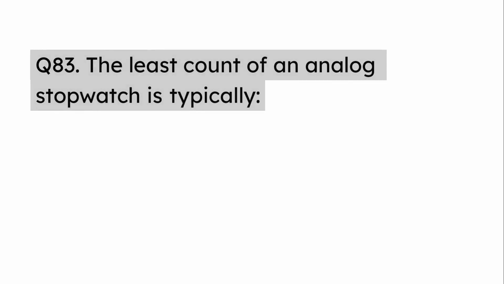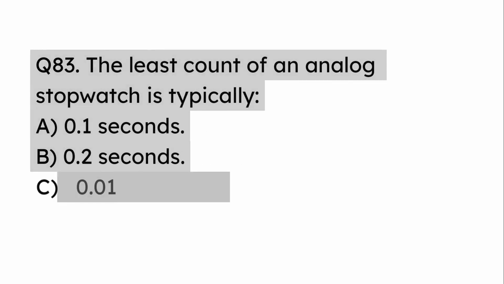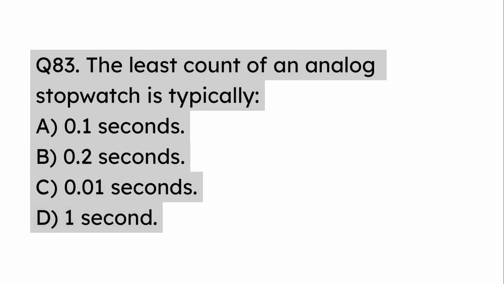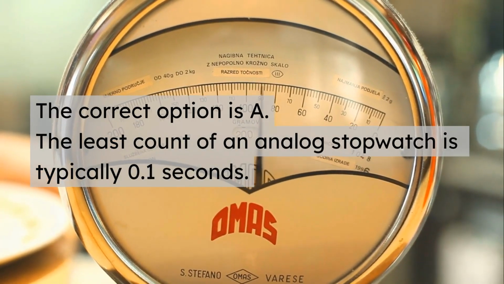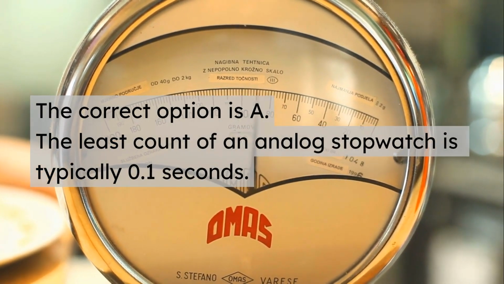Q83. The least count of an analog stopwatch is typically A. 0.1 seconds, B. 0.2 seconds, C. 0.01 seconds, D. 1 second. The correct option is A. The least count of an analog stopwatch is typically 0.1 seconds.